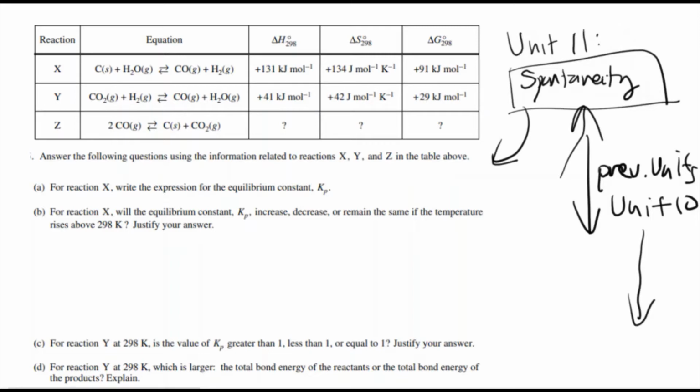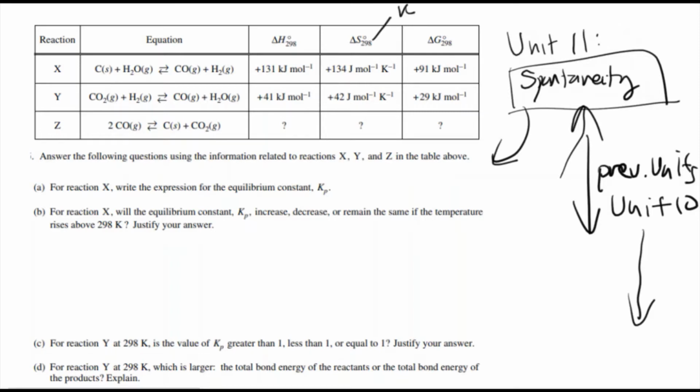So we have this table right here. We have reactions X, Y, Z. We have the equations for these reactions written in double arrows, so they seem to be in equilibrium according to the reactions. And let's take a look at the delta H, delta S, and delta G at 298 Kelvin. I think that's in Kelvin, right?